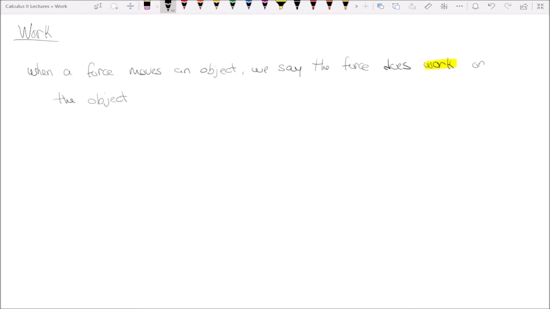In other words, what this means is work is the energy required to move an object.